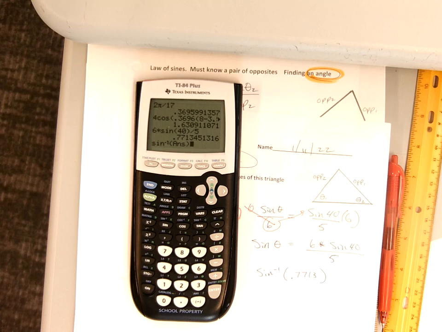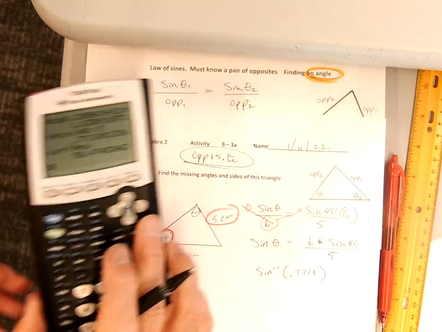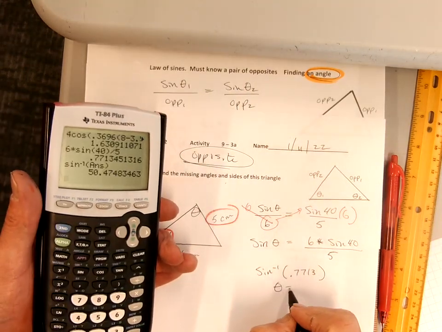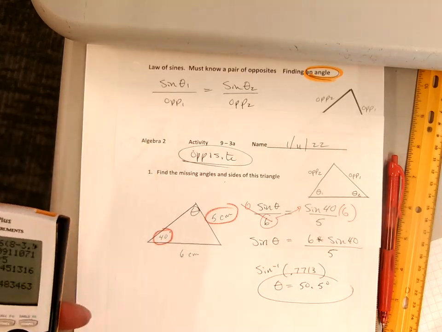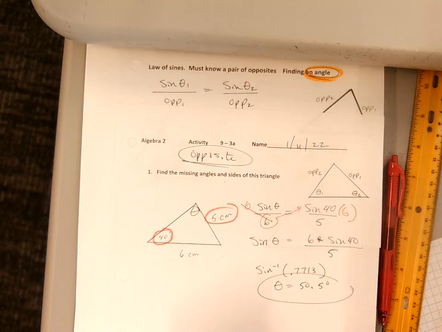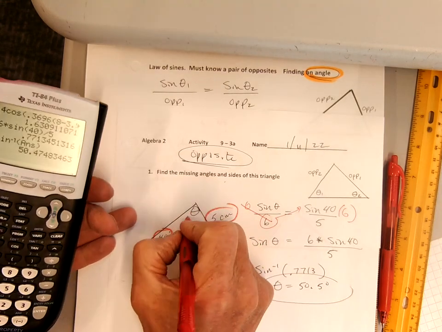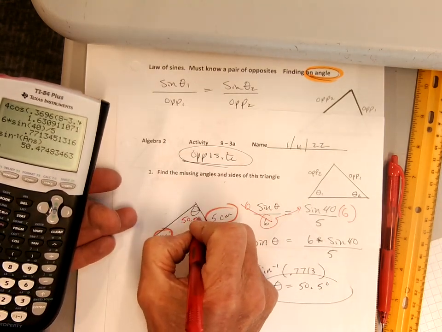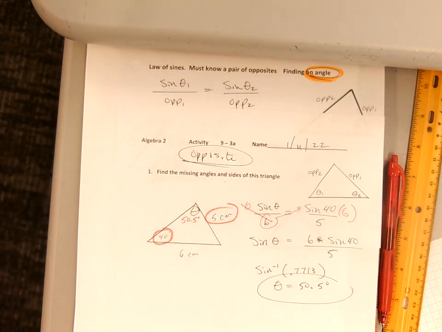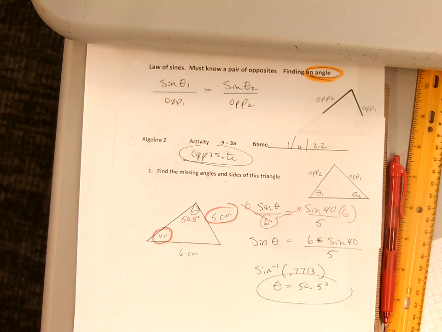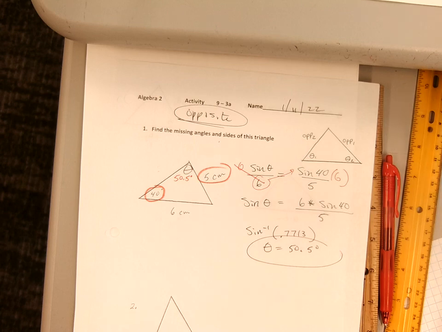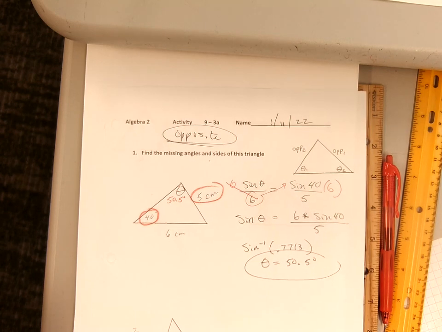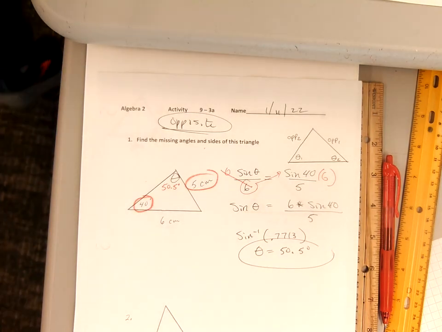So push enter, and I get an answer of about 50.5 degrees. So theta is about 50.5 degrees, okay? Now let me put that in there. How am I doing? Now, we're not done, but there's more I can do.